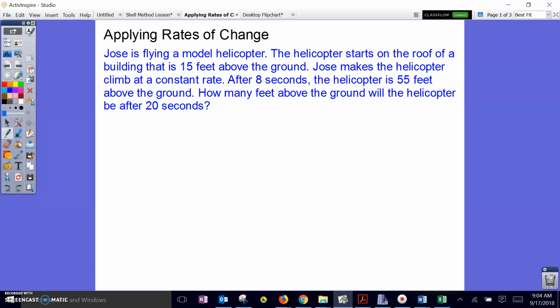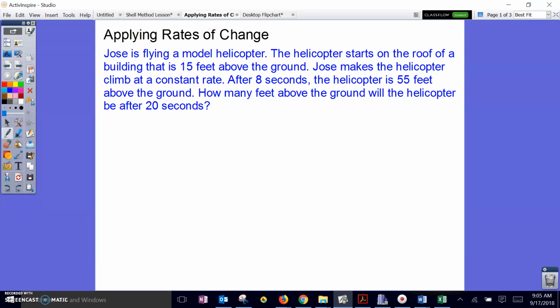Jose is flying a model helicopter. The helicopter starts on the roof of a building that is 15 feet above the ground. Jose makes the helicopter climb at a constant rate. This is how we know we're applying a rate of change. After 8 seconds, the helicopter is 55 feet above the ground. How many feet above the ground will the helicopter be after 20 seconds?